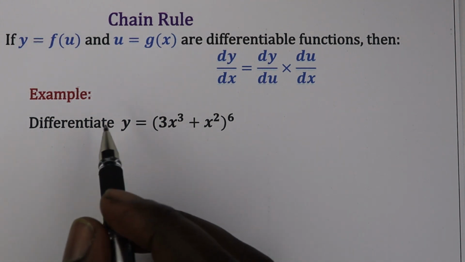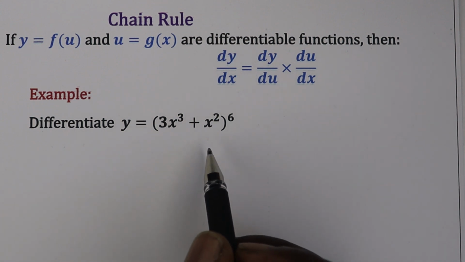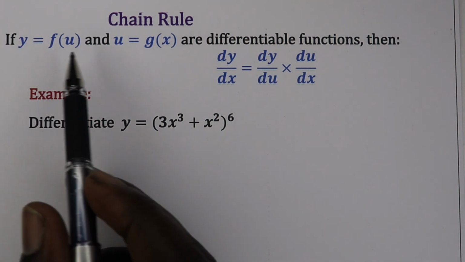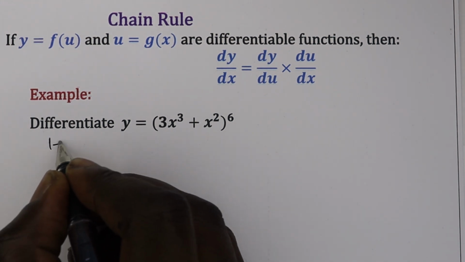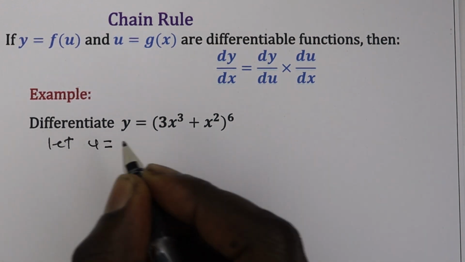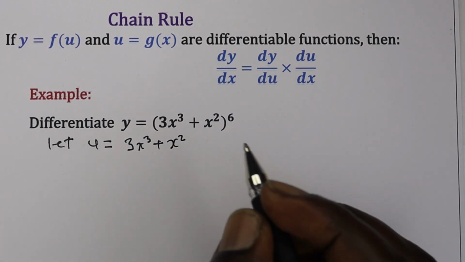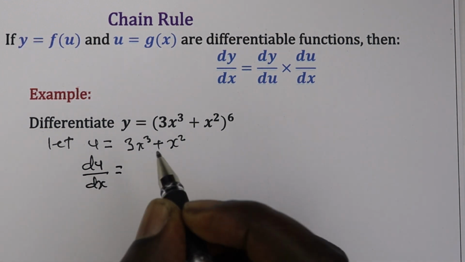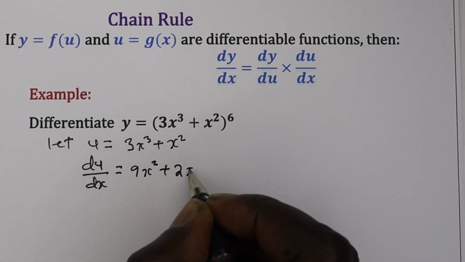So it means the first thing you're going to do here, in our example where you're required to differentiate y is equal to 3x cubed plus x squared raised to the power 6, is to rewrite this in terms of u and g of x. So you can let the inner function be u. So that is u is equal to 3x cubed plus x squared. And if that is the case, then you can get du dx. Just differentiate that. You're going to get 9x power 2 plus 2x.